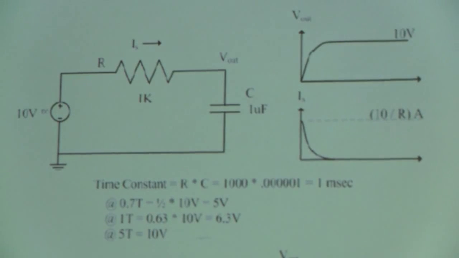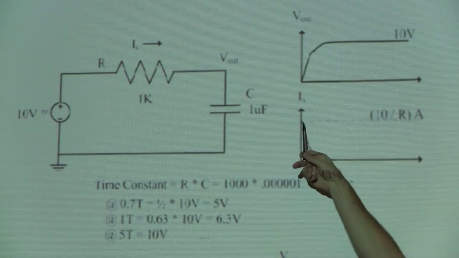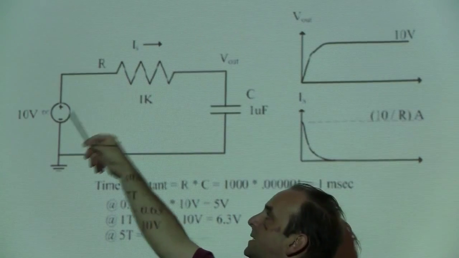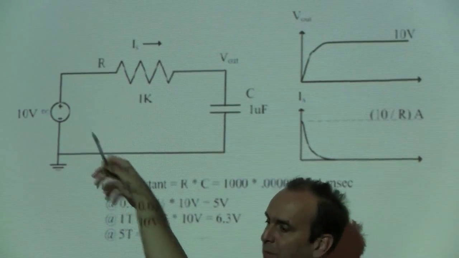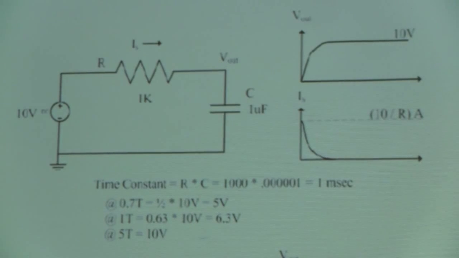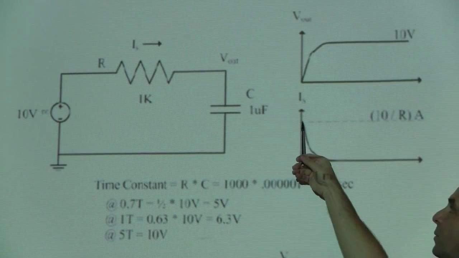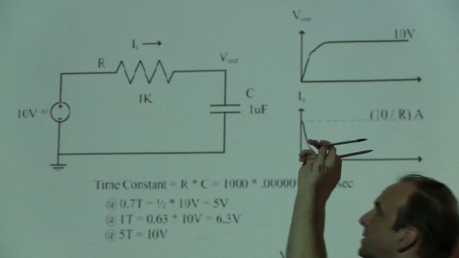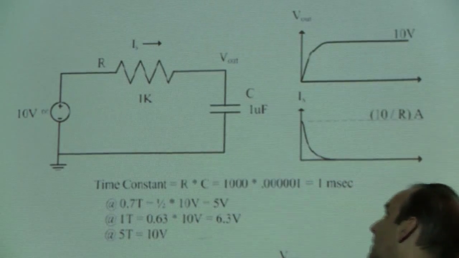It went from 0 to 10. So the amount of current instantaneously is very large. In a perfect world, where there were no resistance and this was a perfect power supply capable of a gazillion amps, the current through the capacitor would be infinite. It would be way up here. But the max current is limited by the resistor.